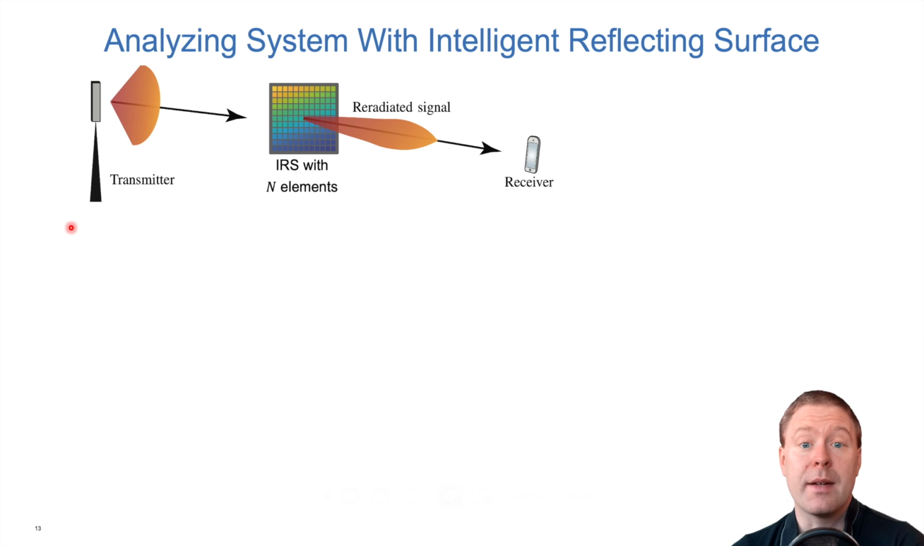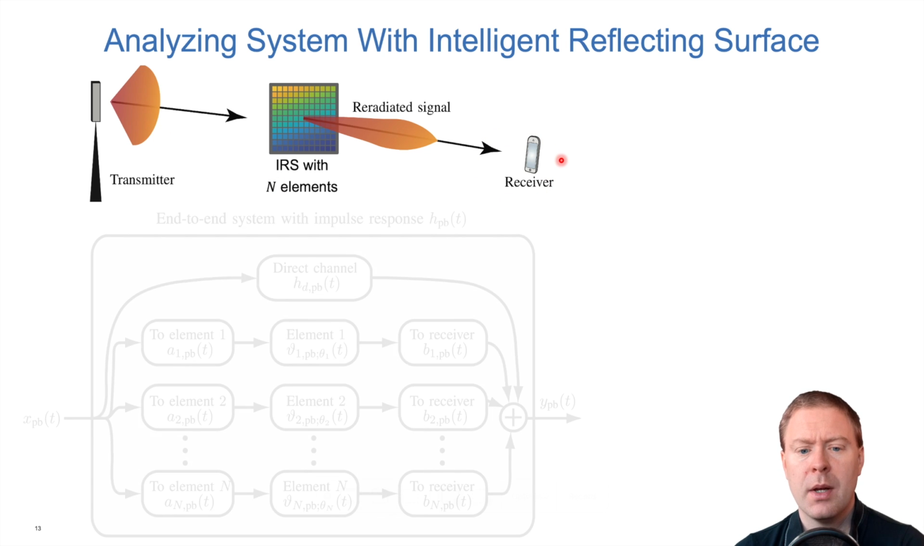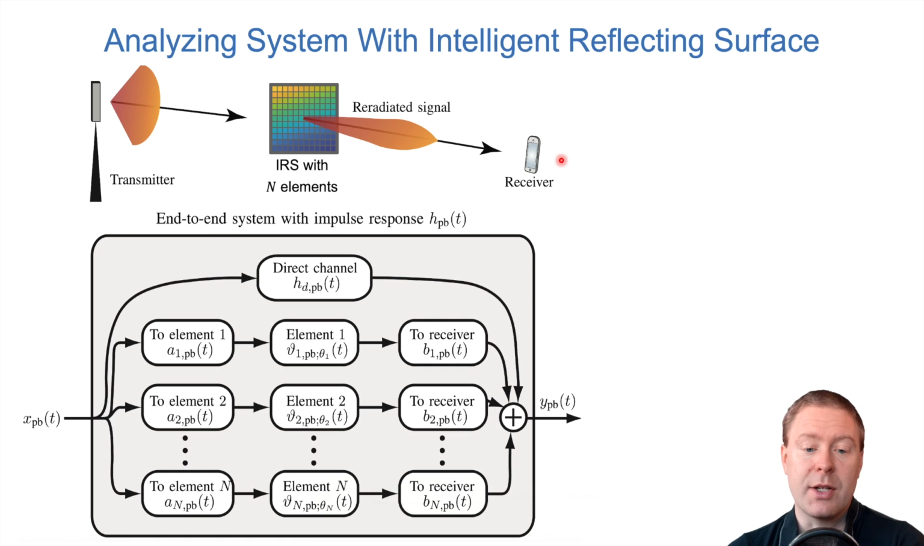So how can we then analyze a system that contains an intelligent reflecting surface? For example, we have a transmitter that sends a signal. We have an IRS with n elements that are re-radiating that signal towards the receiver. And there might also be a direct path. Now we have a collection of different systems. We have a direct channel, or uncontrollable channel. If this is a transmitted signal, then the received signal will contain one component that is not involved in the IRS. So there is an impulse response describing that one.